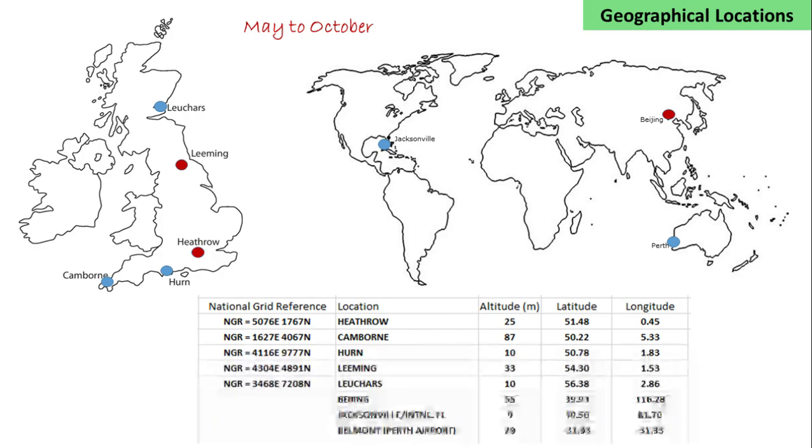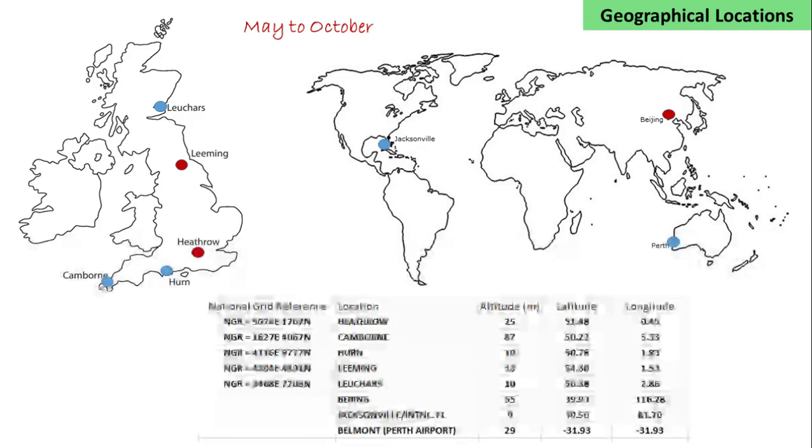The large dataset includes weather information for 5 UK locations: Camborne, Hurn, Heathrow, Leeming and Lucas, and 3 further locations: Jacksonville, Beijing and Perth. The information is collected only from May to October. It's important to remember this.